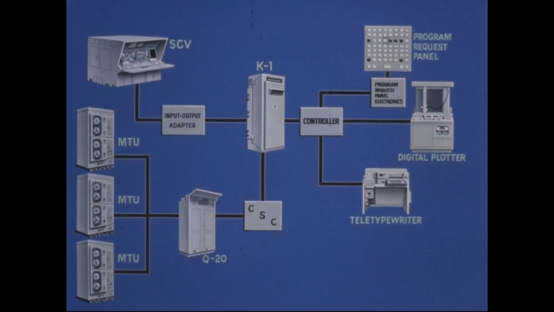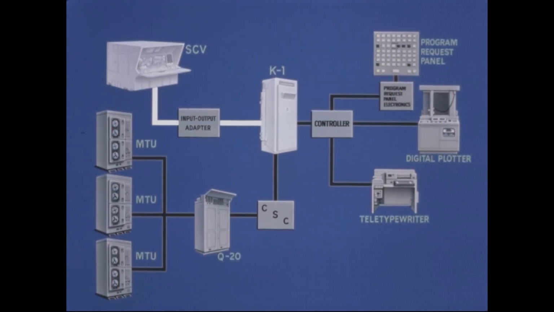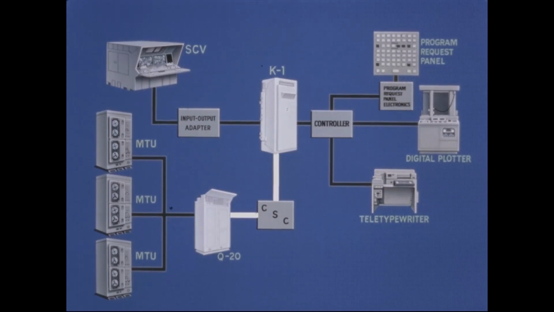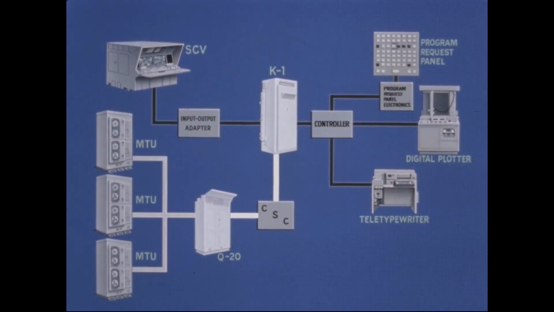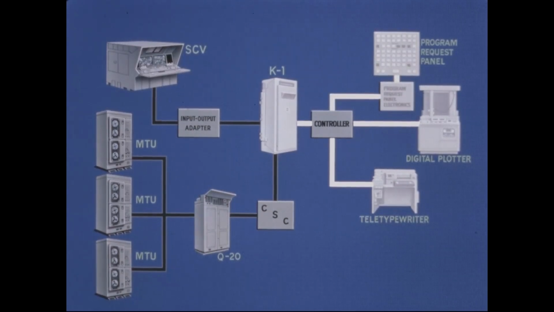This, then, is the PI station system. The K1 computer, as an integral part of the system, connecting through channel A to the stereo comparison viewer, through channel B to the Q20 computer and its linkage with the magnetic tape units, and through channel C to the digital plotter, the teletypewriter, and the program request panel and its associated electronics unit.